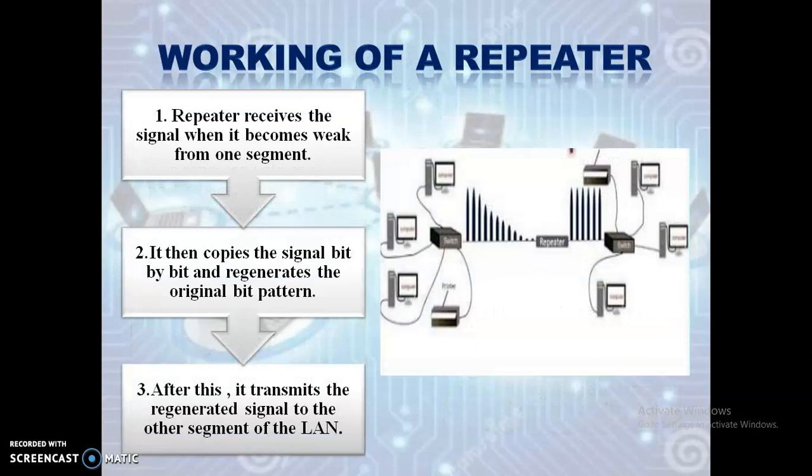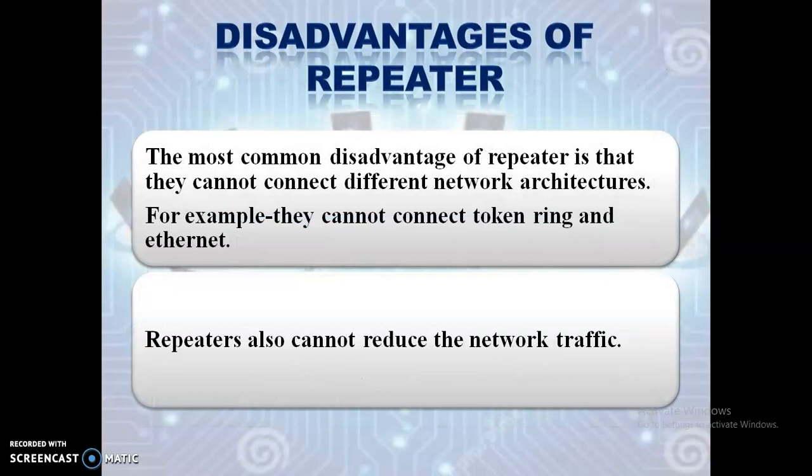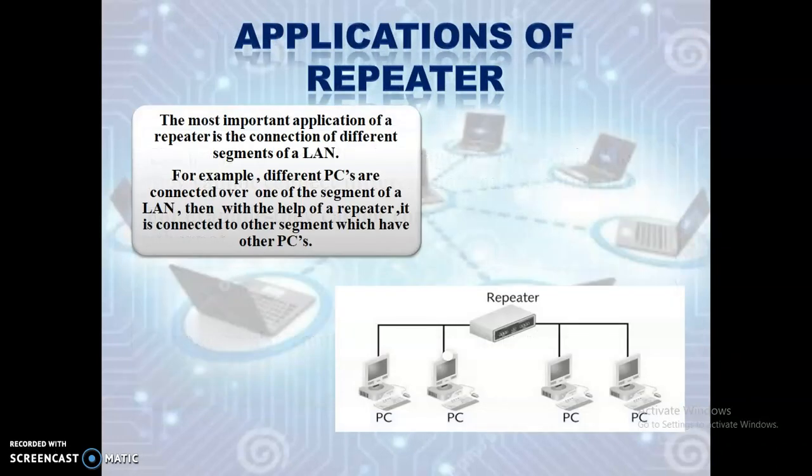It receives the signal when it becomes weak, then copies it and regenerates the original bit pattern. After this, it retransmits the regenerated signal to the other segment of the LAN. Repeaters can extend the network's physical distance, and this is the very important advantage offered by the repeater. But they cannot connect networks with different architectures. They are mostly used for the connection of two different segments of a LAN.